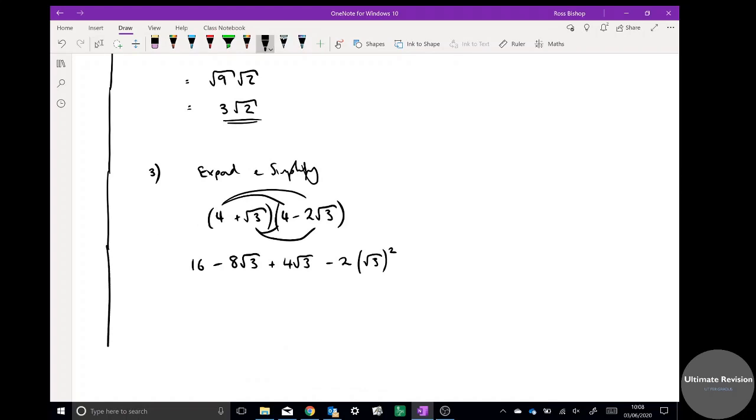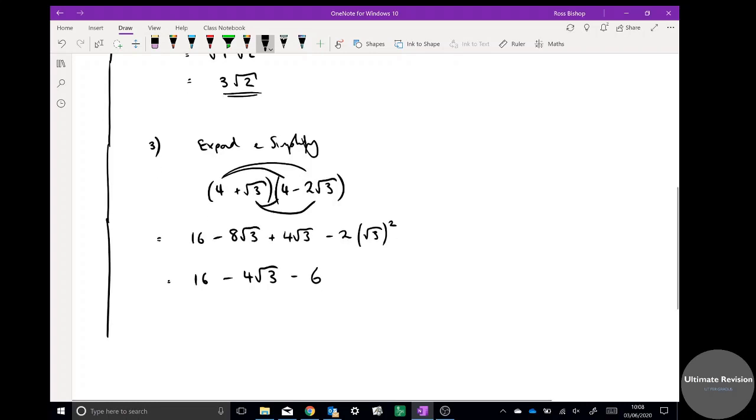So let's tidy this up a little bit. It's going to be 16. I can group those two together, minus 4 root 3. This is going to be 3 times negative 2, which is going to be minus 6. Answer there, 22 minus 4 root 3, which is quite nice. I can always check this on my calculator.